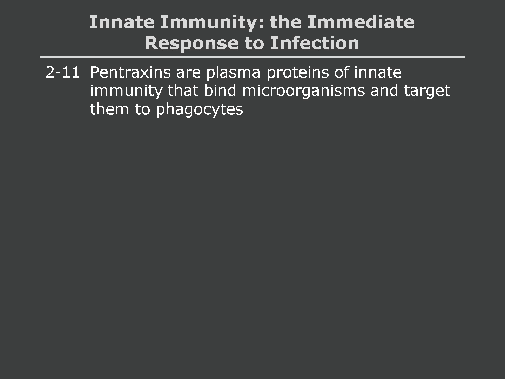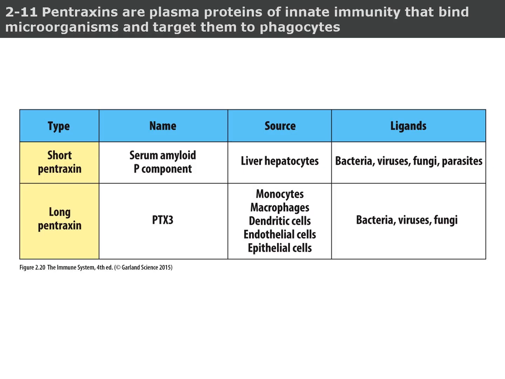Pentraxins are plasma proteins of innate immunity that bind microorganisms and target them to phagocytes. Pentraxin proteins are key players in the innate immune response, helping to identify and clear invading microorganisms by targeting them to phagocytes. There are two major types of pentraxins: short pentraxins and long pentraxins. The short pentraxin, known as serum amyloid P component, is produced by liver hepatocytes. It plays a broad defensive role, capable of binding to a wide variety of pathogens including bacteria, viruses, fungi, and parasites.